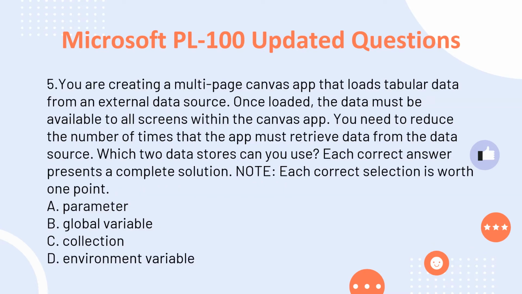5. You are creating a multi-page Canvas app that loads tabular data from an external data source. Once loaded, the data must be available to all screens within the Canvas app. You need to reduce the number of times that the app must retrieve data from the data source. Which two data stores can you use? Each correct answer presents a complete solution. Note: each correct selection is worth 1 point. A. Parameter. B. Global variable. C. Collection. D. Environment variable.